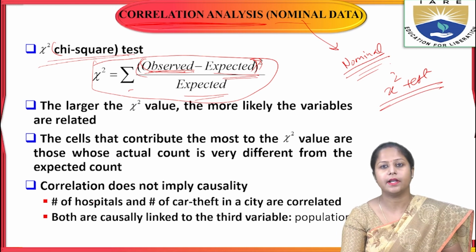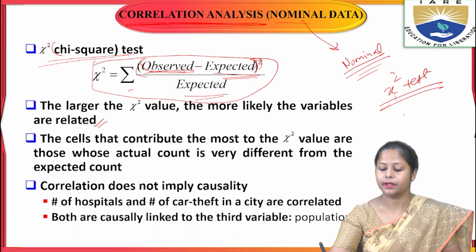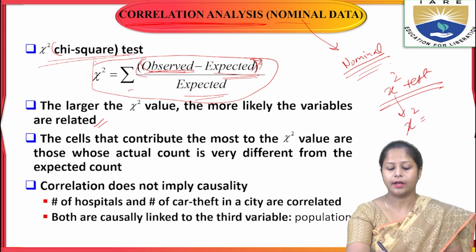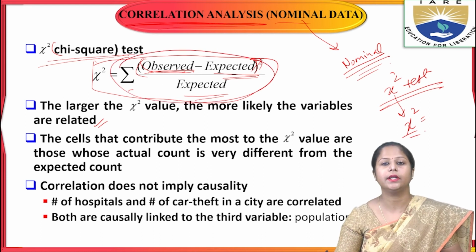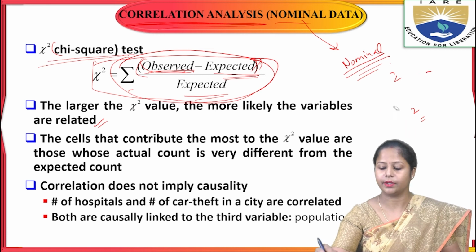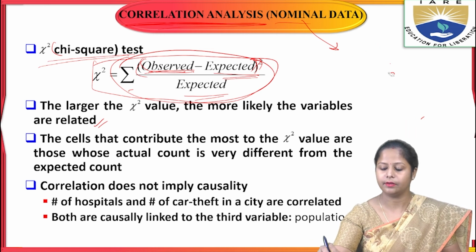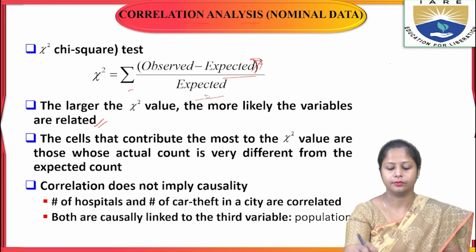The larger the chi-square value, the more likely the variables are related. If we get a larger chi-square value after this formula, then we know the variables are more related, that is, correlated. The data is correlated. So that is one way to check whether the data is correlated or not.